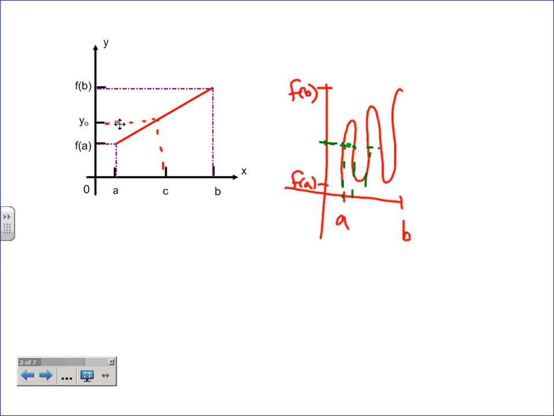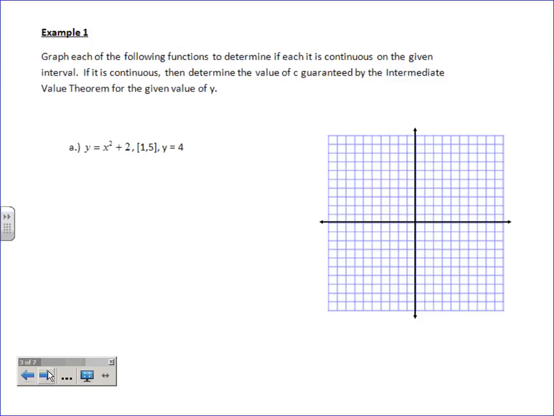Now, of course, seeing you all have these graphs, it's going to go so much faster. So, graph each of the following functions to determine if each is continuous on the given interval. Wow, that's some really good English I've got in there. So that's what these little things are, 1 to 5, 3 to 9, all that stuff. Those are the intervals that we're concerned about. If it is continuous, then determine the value of c guaranteed by the intermediate value theorem for the given value of y. So c is actually the x value, basically, is what it's asking for.